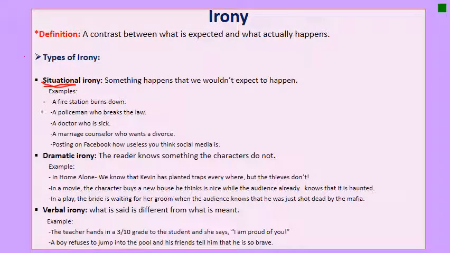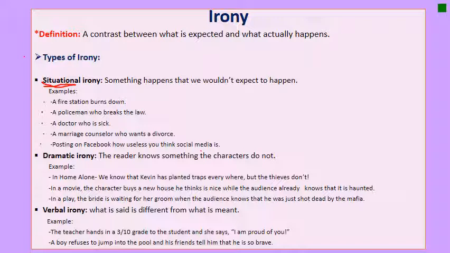A policeman who breaks the law. Of course, situational irony. A policeman should abide by the law or should protect the law. A doctor who is sick. A marriage counselor who wants a divorce. Posting on Facebook how useless you think social media is. This is situational irony.